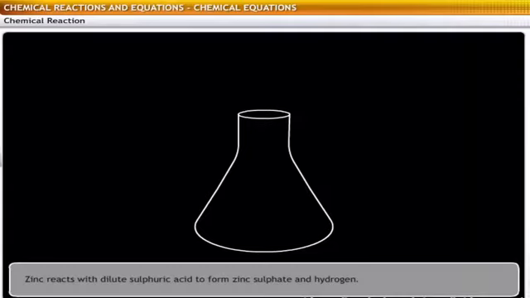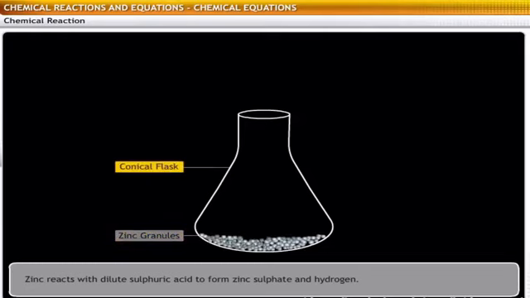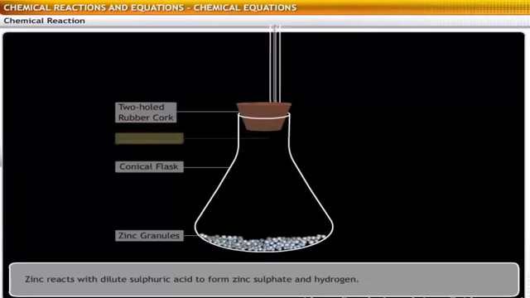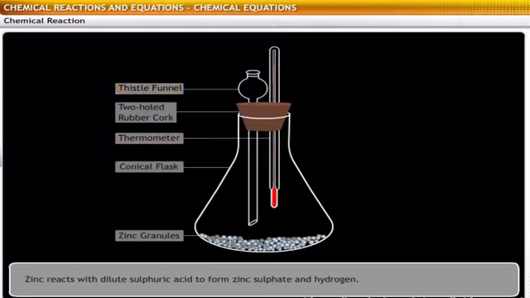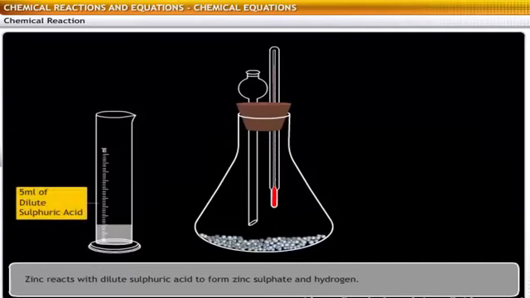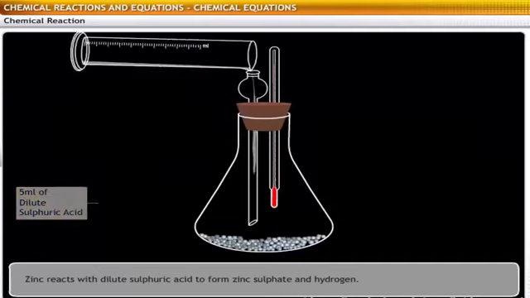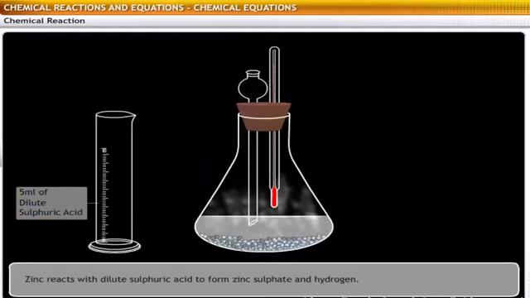Let us see what a chemical reaction is through an experiment. We begin with some zinc granules in a conical flask. These granules are blue-gray in color. Fit a 2-holed rubber cork on this flask. Then we fit a thermometer into one hole of the cork and a thistle funnel into the other hole. Next, pour 5 ml of dilute sulfuric acid into the conical flask through the thistle funnel.